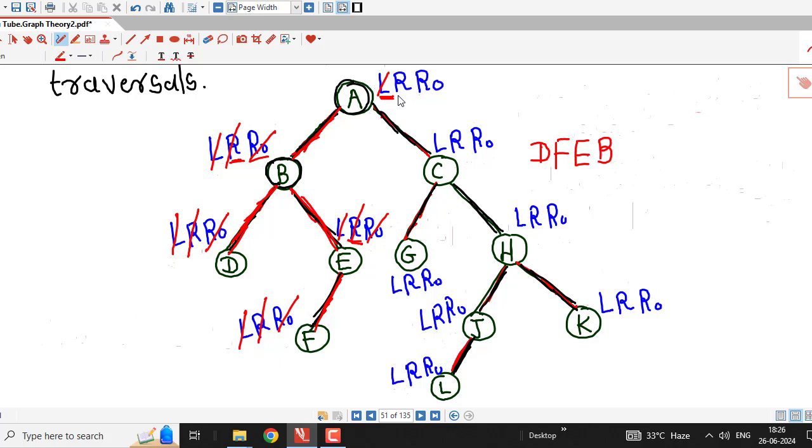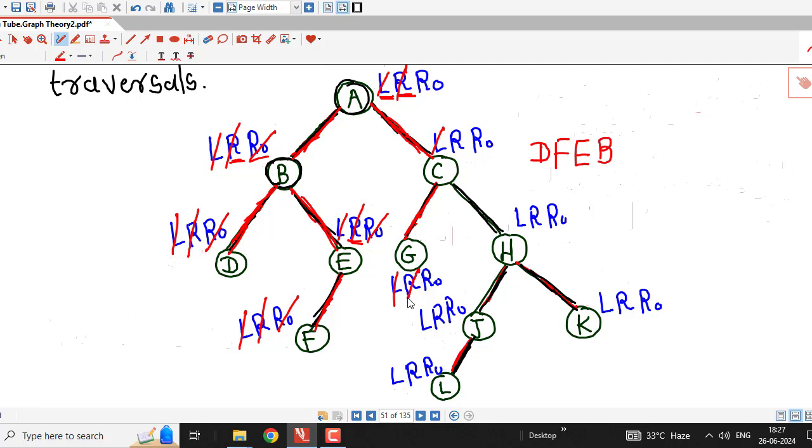Here I have to perform right of A, so I am going in this direction. Then left of C, I cancel this and I go to the right of A. Here first operation is L, so I cancel L and I go to the left of C. Here first operation is capital L, but there is no left subtree of G.